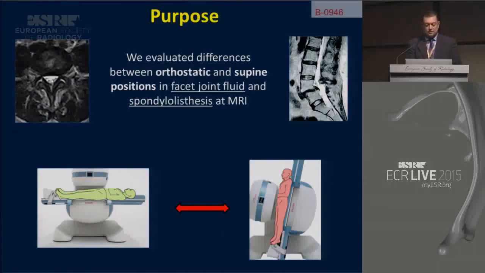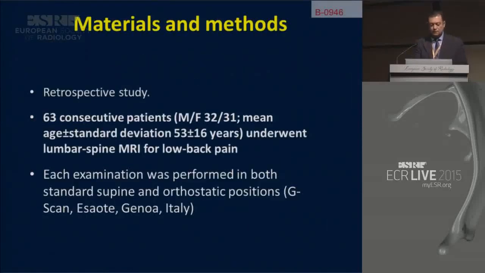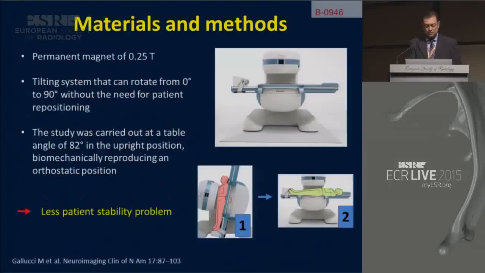Our purpose was to evaluate differences between orthostatic and supine positions in facet joint fluid and spondylolisthesis at MRI. We performed a retrospective study. 63 consecutive patients underwent lumbar spine MRI for low back pain. Each examination was performed in both standard supine and orthostatic position.